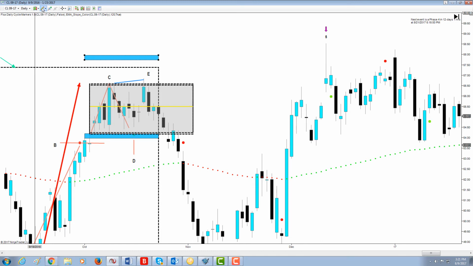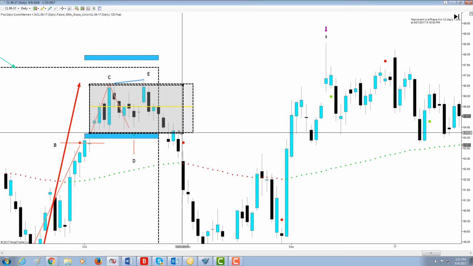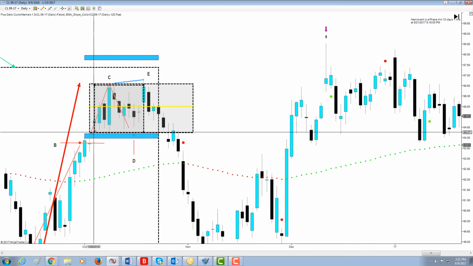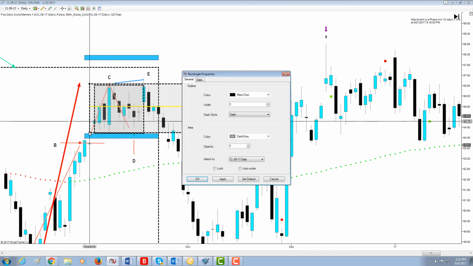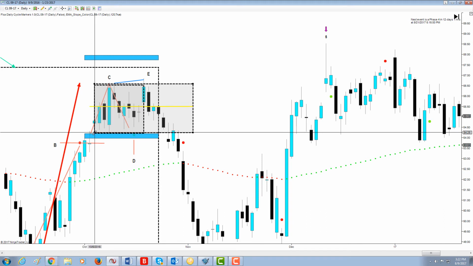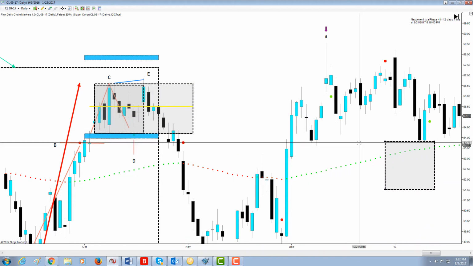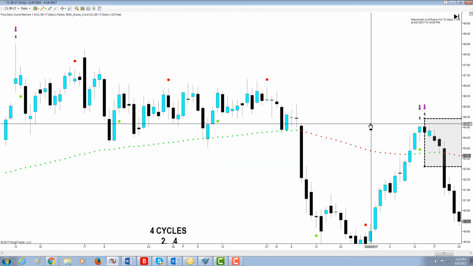Okay? So one of the things we can do is take one of these rectangles and measure how long it takes to get back from the range when it starts, for the high to get reached again, for the high to be retested. And that's this box right here, which I'm going to copy. And now we're going to paste it over here.